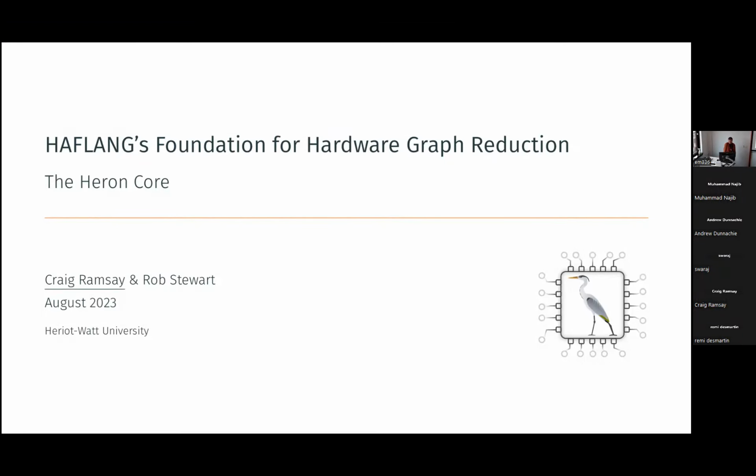Okay, so I'm going to be presenting the early results from the HAFLANG project, which has been joint work with me and Rob for the last year and a little bit. And the whole project is about trying to accelerate the evaluation of functional languages by designing some truly custom hardware. So essentially making a special purpose processor for lazy functional languages.